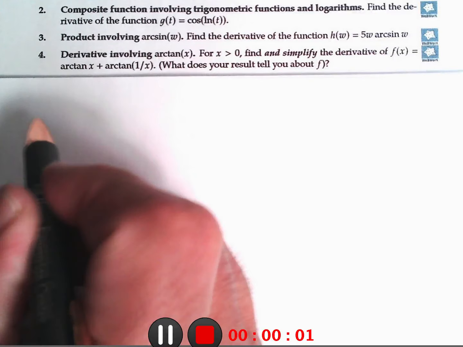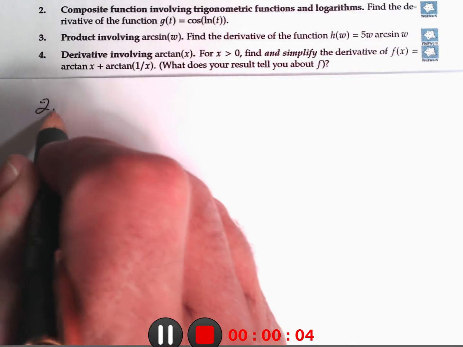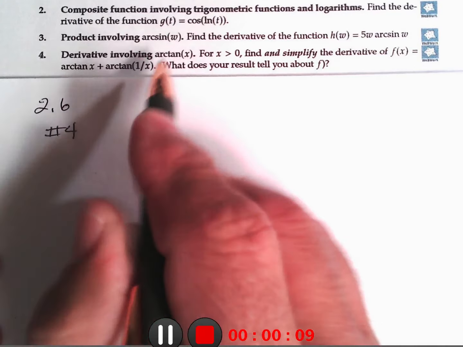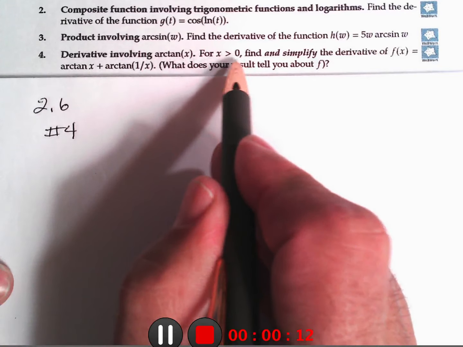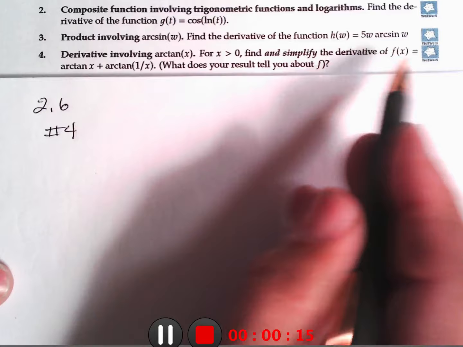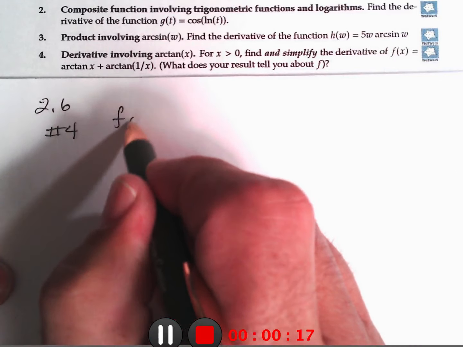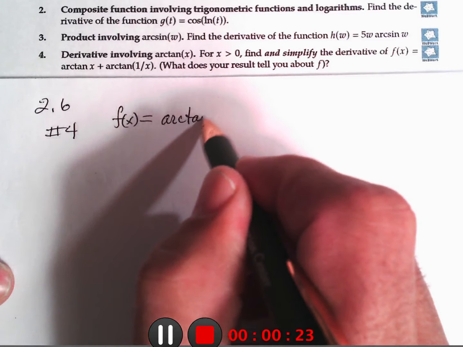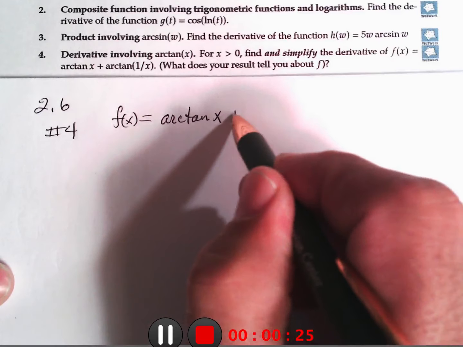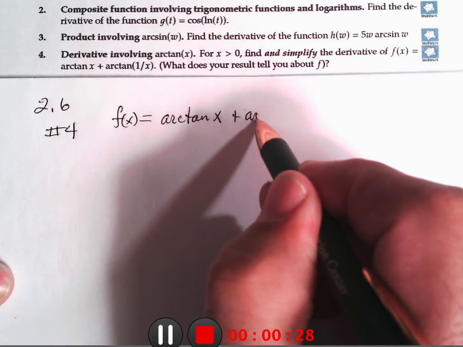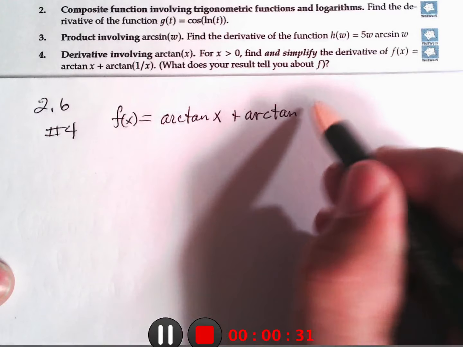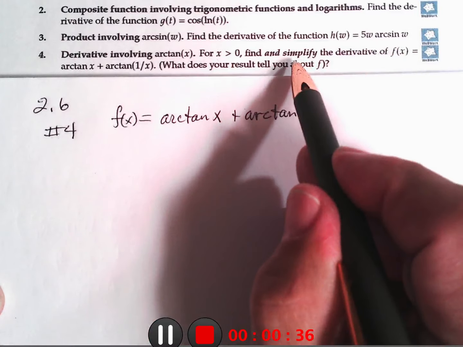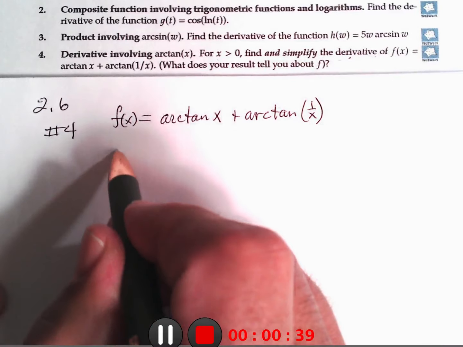Okay, we're in section 2.6. We're going to do number 4, which says, involving arctangent, for x greater than 0, find and simplify f of x equals arctangent of x plus arctangent of 1 over x. It's supposed to find the derivative of this. So we want f prime of this.